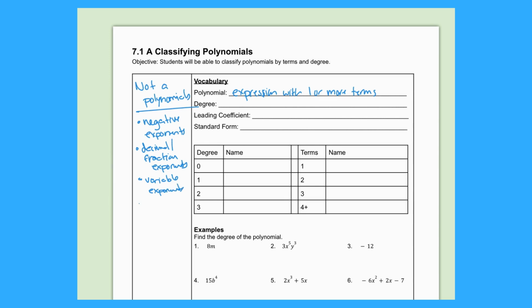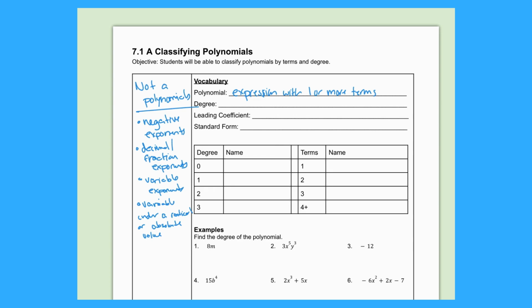And then we don't want the variable under a radical or absolute value or anything like that. So any of those would be considered not polynomials.